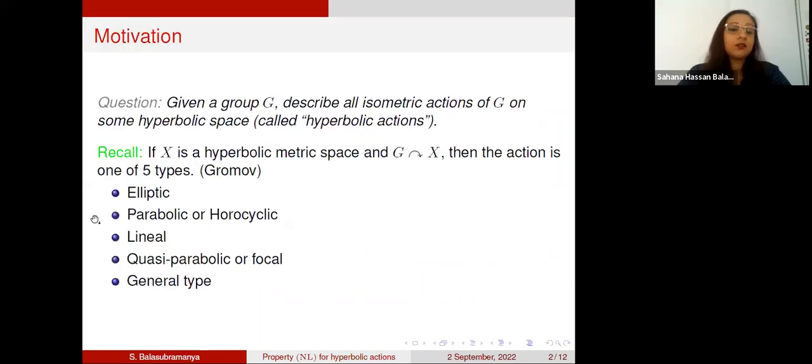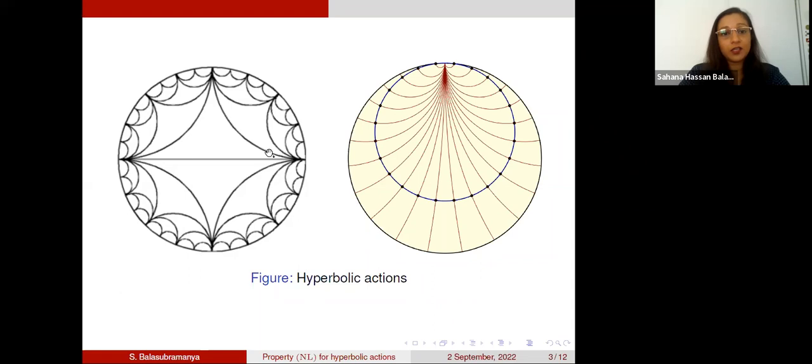And the last type of action is a general type action. That's the one that you see in this picture, and that's characterized by the presence of loxodromic elements whose axes are completely disjoint. So in this picture, it would be this one, for example, and this one. Although there's work that shows that if you have 2 strictly independent loxodromic elements, then you have infinitely many.